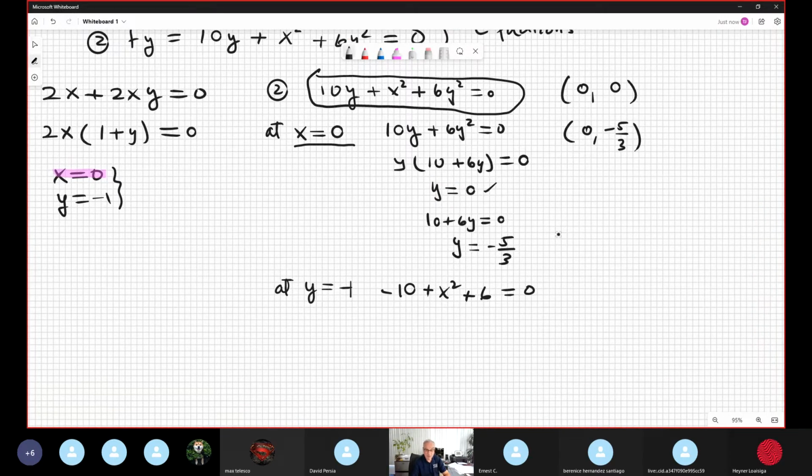Nice, I like that. So x squared minus 4 equals 0. It's easy. This equation gives x equal plus or minus 2. Everyone knows that. So we have 2 more points. At that point they are (2, -1) and (-2, -1), because the supposition was y equal -1.